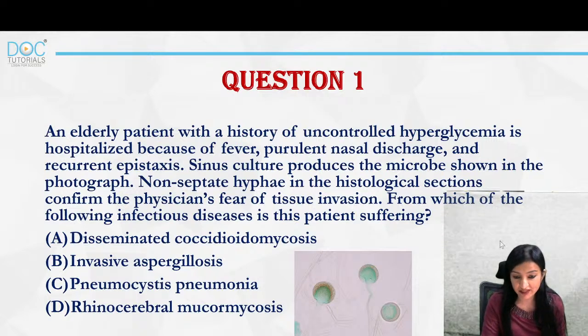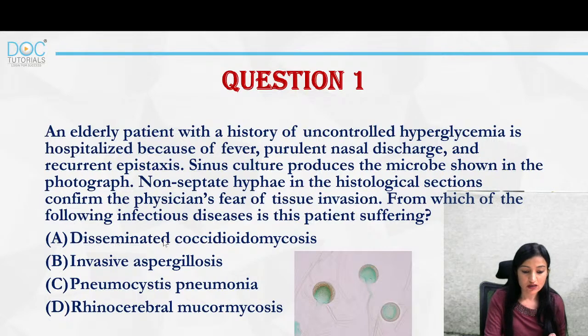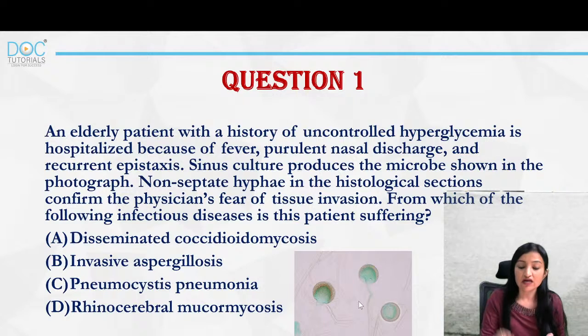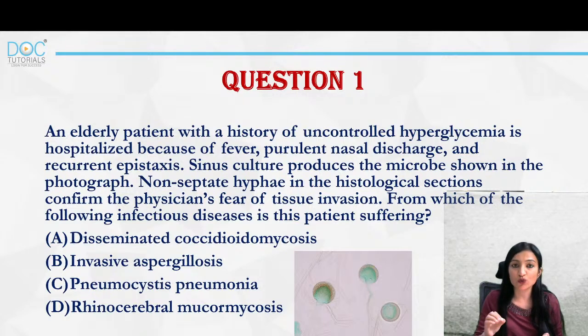And this is the picture, which was the morphology of the organism seen when it was cultured. So guys, what do you think we are dealing with in this case? Let us rule out each option. Now, option A says disseminated coccidioidomycosis. Coccidioides immitis is a dimorphic fungus and it does not look at all like this. The kind of morphology which this fungus shows in human tissues is in the form of spherules filled with endospores.